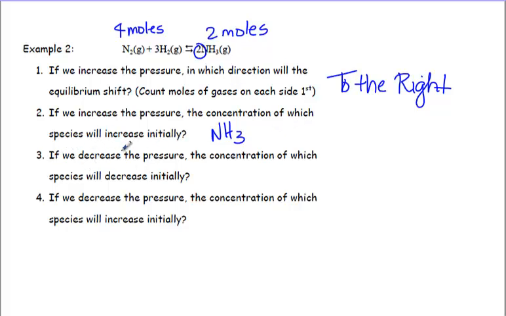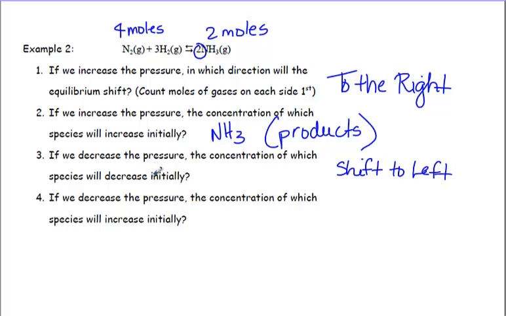If we decrease the pressure, I'm going to put products on the side so you remember that. That's the rule. If we decrease the pressure, now we're taking it away, so it wants to go toward the side with more moles, so now it's a shift to the left. What's going to happen? Which species will decrease initially? Well, if it's going to the left-hand side, that's going to increase, and the products would decrease, in this case NH3.